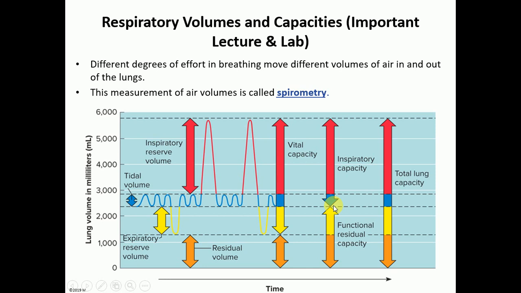Now for the inspiratory capacity, okay, notice this is an inspiratory capacity, which is different from the inspiratory reserve. So the reserve means in addition to what you can do normally. The inspiratory capacity would be adding both of these together. So an inspiratory capacity is your inspiratory reserve volume plus the tidal volume. Your expiratory reserve plus the residual is known as your functional residual capacity. Everything, add up all of these different volumes together, that would be your total lung capacity, which is between 5 to 6 liters of air.